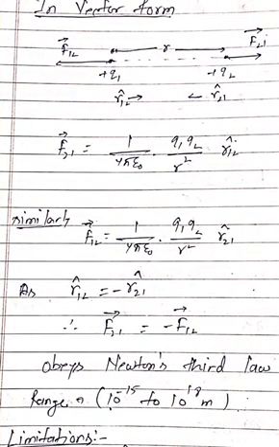Similarly, what is F12? It is 1 by 4 pi epsilon naught Q1 Q2 by R square, that is R21 hat. Now at the time of F21 we are taking R12 hat, and at the time of F12 we are taking R21 hat. Because F21 is the force on charge 2 because of charge 1, and R12 and F21 are in the same direction, as you can see in the diagram, and F12 and R21 are also in the same direction.